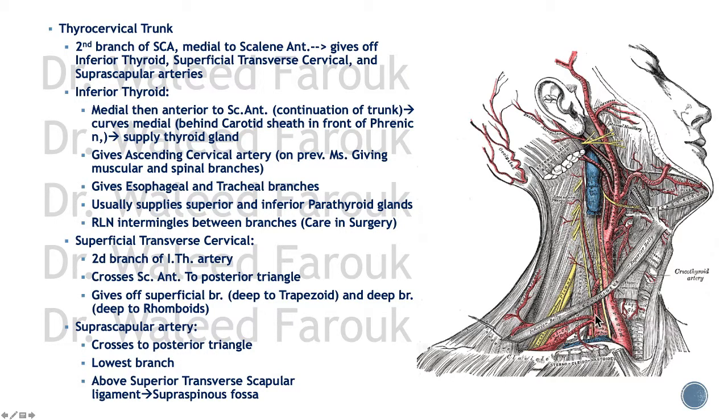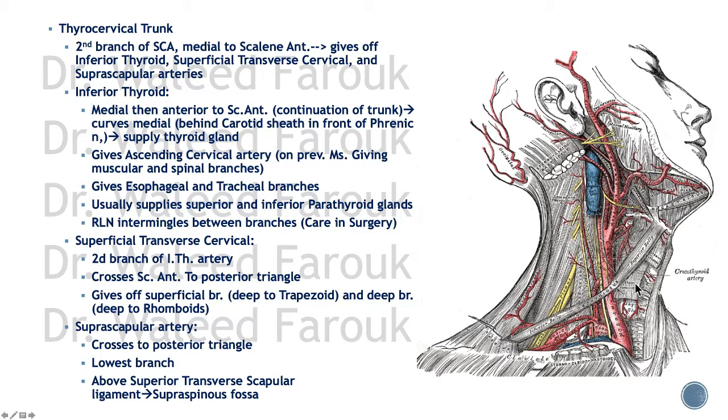First, it was medial to scalene anterior, then anterior to scalene anterior, and of course the phrenic nerve, because the phrenic nerve is underneath the fascia covering the scalene anterior. Curves medially behind the carotid sheath and its contents, means behind the common carotid, vagus, and the internal jugular vein. And in a cadaver, you will see numerous branches arising from the inferior thyroid, because it's actually the major supply for the trachea and esophagus.